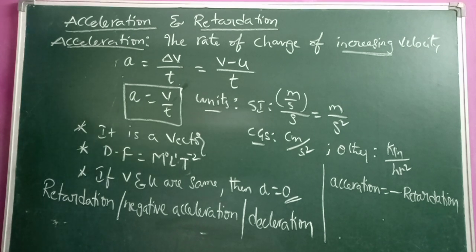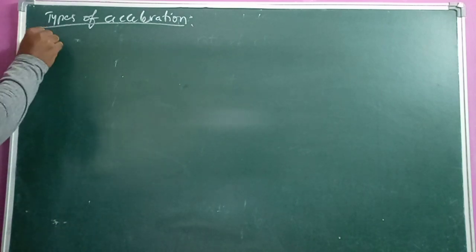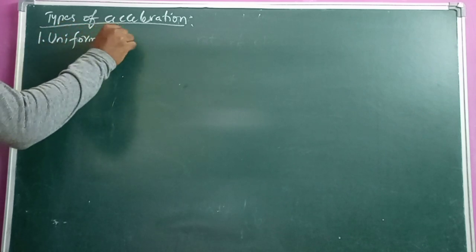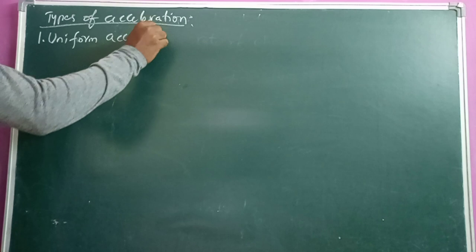So now, types of acceleration. Already we have some types in speed and velocity, like uniform, non-uniform, average, instantaneous. In the same way, here also we have some types of acceleration. The first one is uniform acceleration.